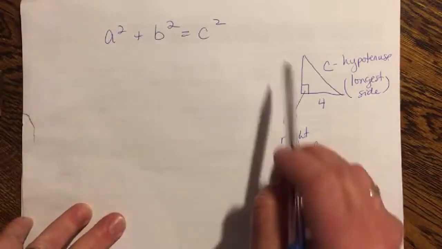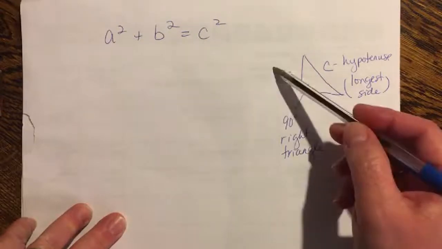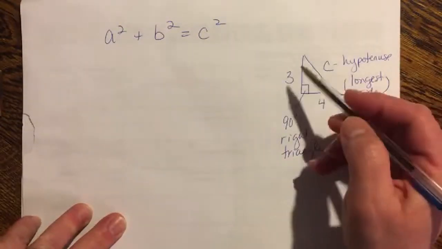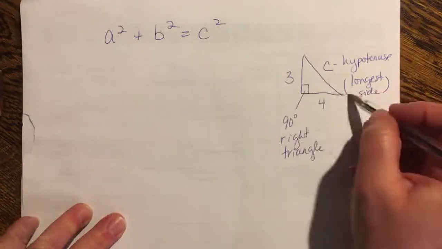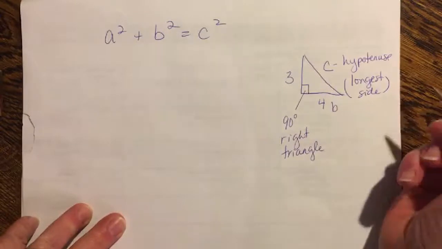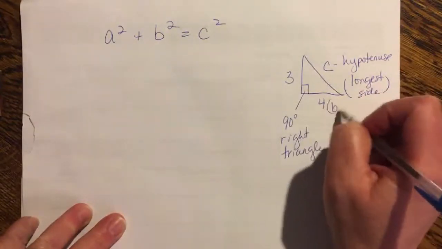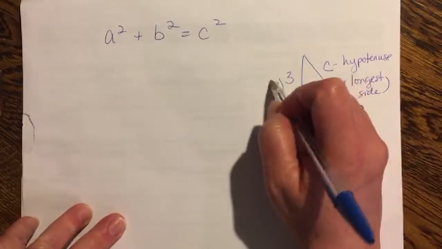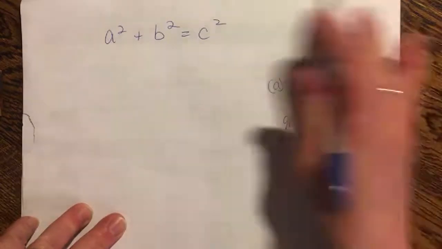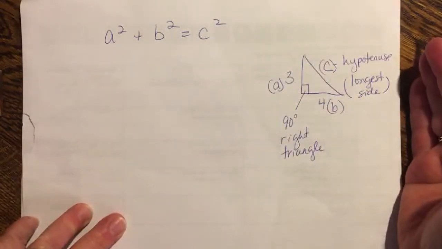It doesn't matter which one you label. It could be B, A, or A, B. Okay, it does not matter. So what I typically do is I think of the bottom as the B. And this is just the way I do it. That doesn't mean you have to do it this way. So I use that as B, and I use this side as A, and then this is my C. Okay, so I have all my sides labeled. That is the first thing you should always do in your right triangles.